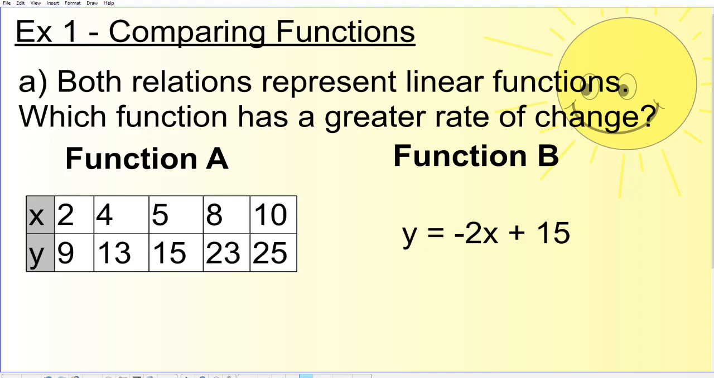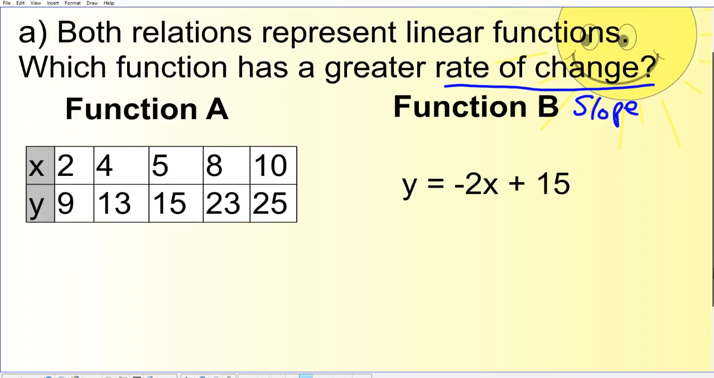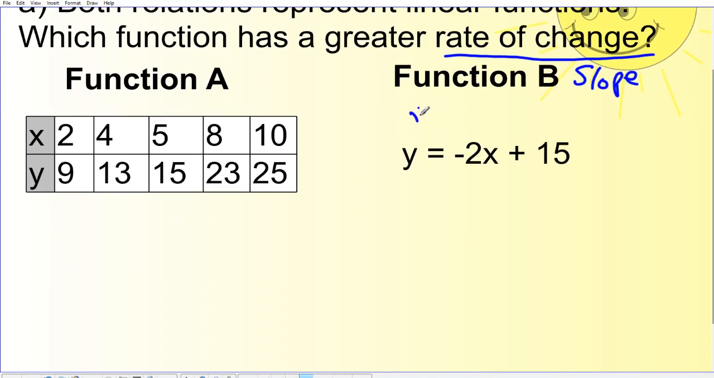Example one says, both relations represent linear functions. Which function has a greater rate of change? So we're looking for which one, A or B, has the bigger rate of change. Rate of change is slope, so if I can find the slope of these two functions, that will tell me which one has the bigger rate of change. Function B is easy because it is already in slope-intercept form, where this is your slope. The slope here is negative 2. That is the rate of change for function B.